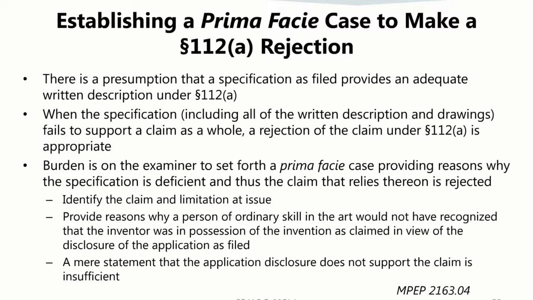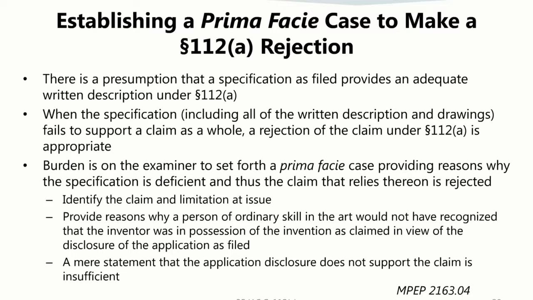Because there is a presumption that a specification as filed provides an adequate written description under Section 112(a), the Office has the initial burden of presenting evidence or reasons why persons of ordinary skill in the art would not recognize a description of the invention defined in the claims. When the specification, including all of the written description and drawings, fails to support a claim as a whole, a rejection of the claim under Section 112(a) is appropriate. The burden is then on the examiner to set forth a prima facie case providing reasons why the specification is deficient and thus the claim that relies thereon is rejected.